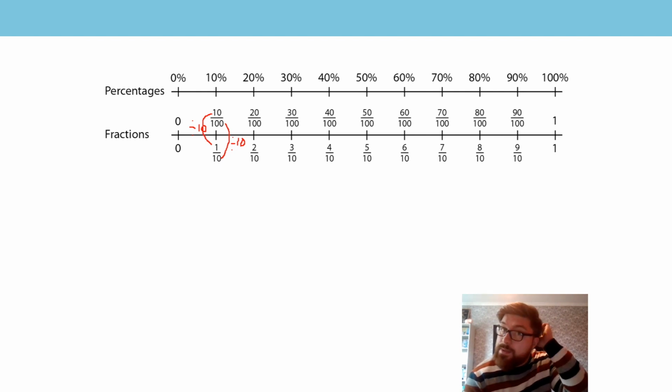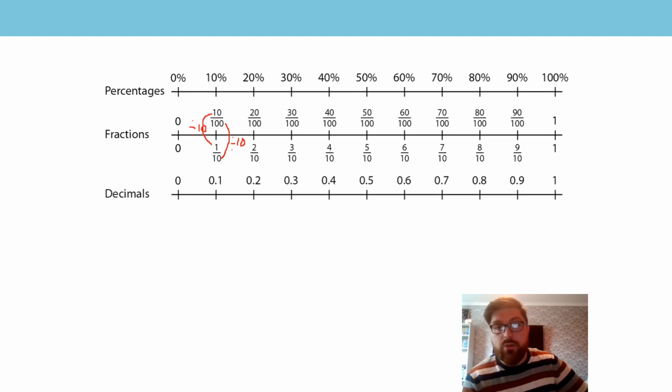Now, can you see that 10% is equivalent to 10 hundredths and also 1/10? And of course, we can also represent this as a decimal because we know that 1/10 is equivalent to 0.1. Okay, what about 30% then? Well, we can see that 30% is equivalent to 30 hundredths or 3/10 or 0.3. What about 60%? Well, we can see that 60% is equivalent to 60 hundredths, 6/10 or 0.6.